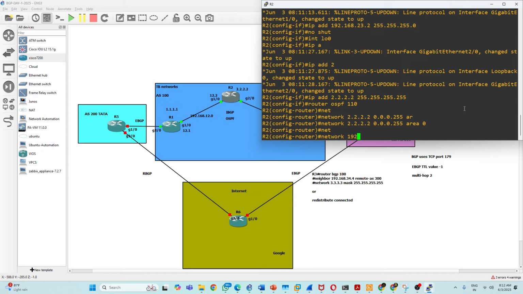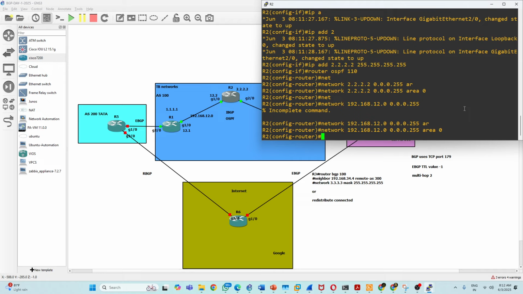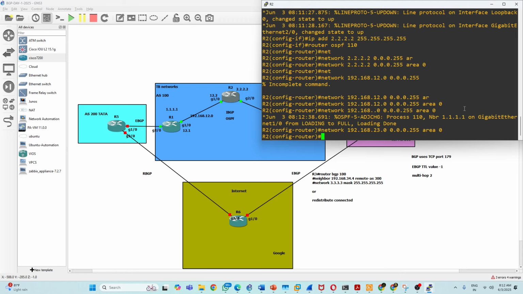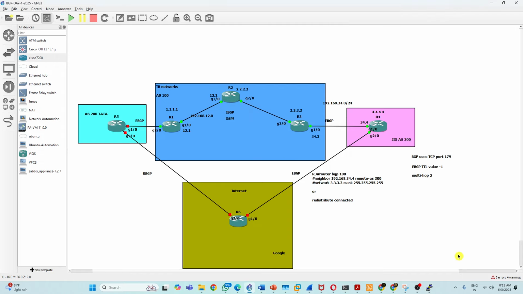You can give anything out of that range. It's up to you. In OSPF, whatever you use is called the process ID actually. You can give anything, no problem. 12.1, 23. Okay, done. So now going to R3.